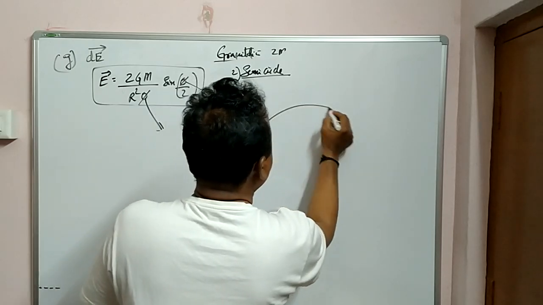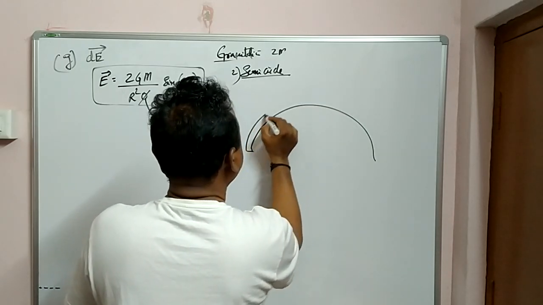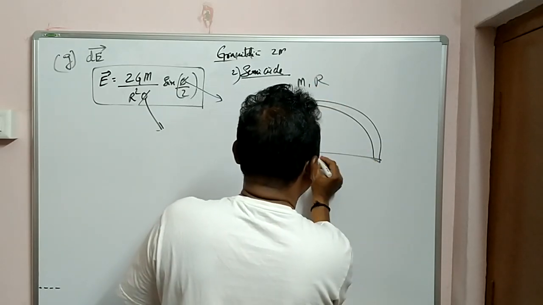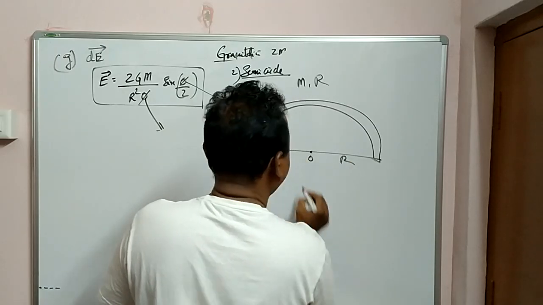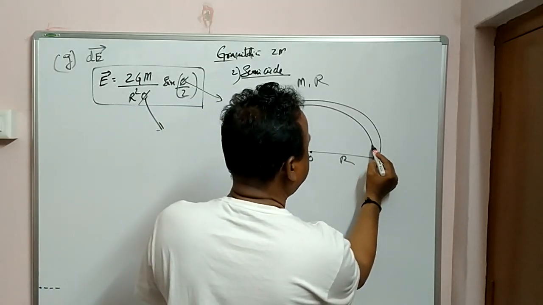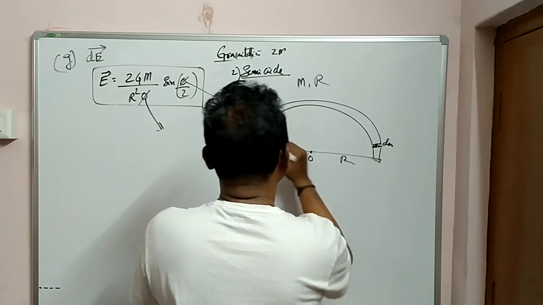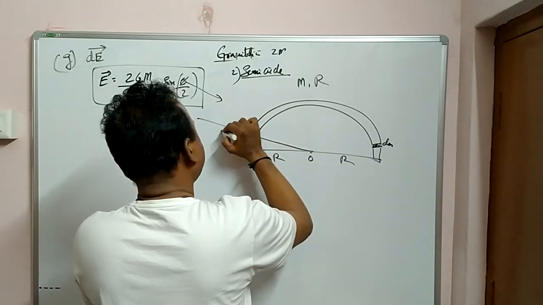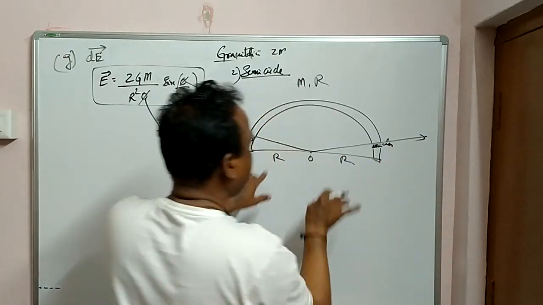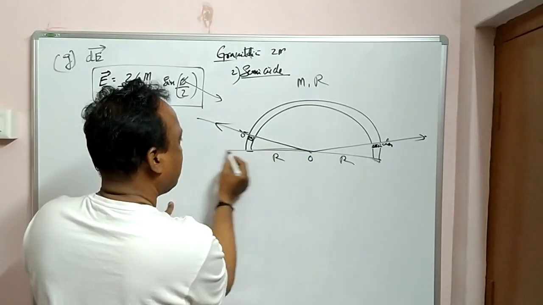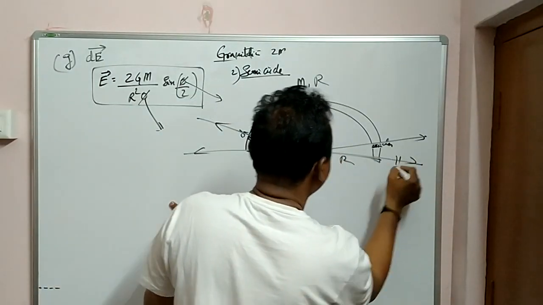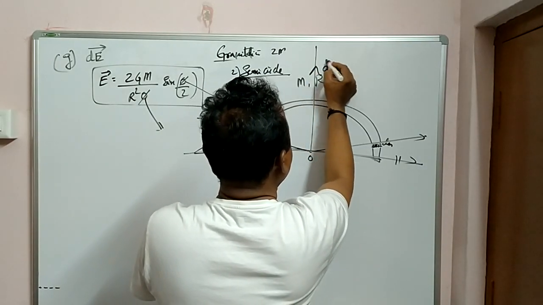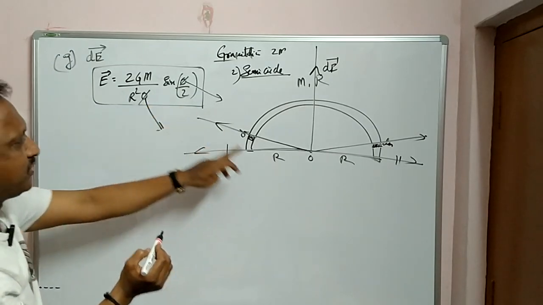For example, this is a semicircular piece having mass M and radius R. At point O, this is radius R. In the same way, if you take any dm mass, the field will be in this direction. The horizontal components will be cut off, and the vertical ones will be adding in this direction. So this is the net gravitational field. I will get the net field by applying the same formula due to the semicircle.